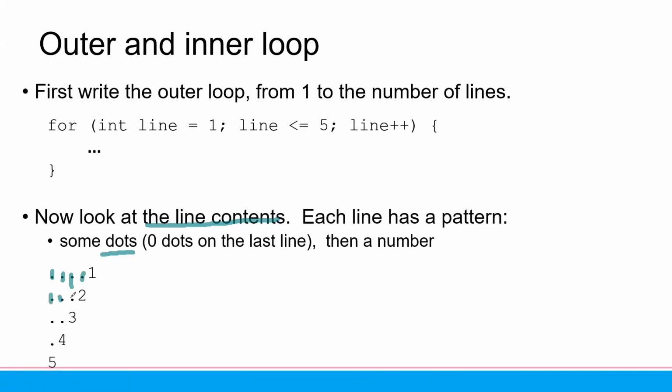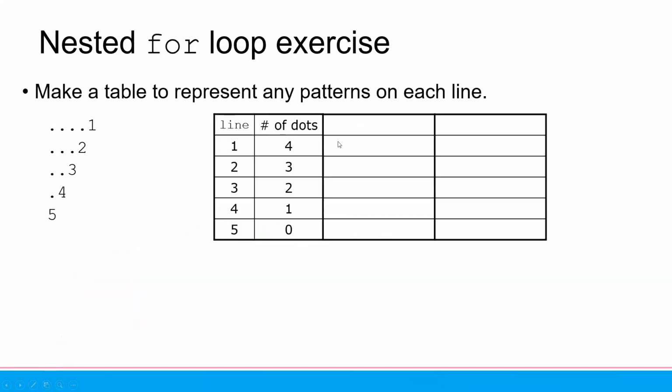We have 1, 2, 3. We have 3 dots in the line number 2, and so on. Now, there is a pattern here. 4 dots, 3 dots, 2 dots, 1 dot. If it is in the line number 1, then we need to have 4 dots. If it is in the line number 2, we have 3 dots. So if we take a look on that problems, we can have like this one.